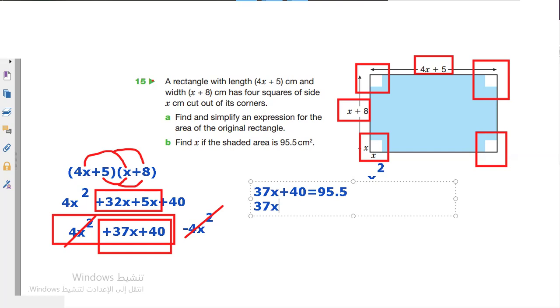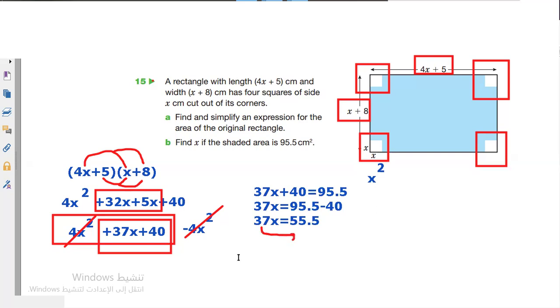So first step, I'm going to take the 40 to the other side by subtraction. So 37x will equal 95.5 minus 40. Let's do this here. 95.5 minus 40. And the answer is 55.5. Now, last step, I'm going to divide by 37. Whatever step you like to do, it will give you the same answer. So take it by division.